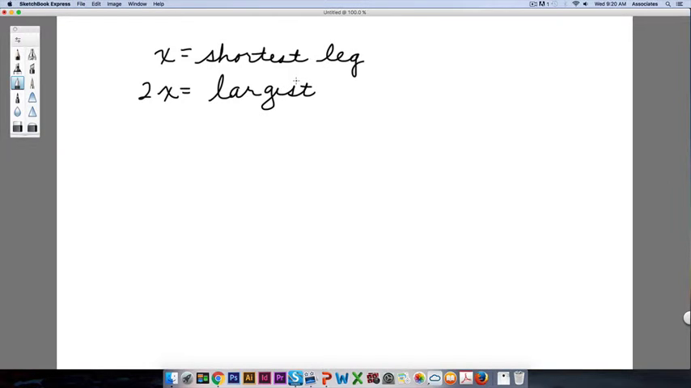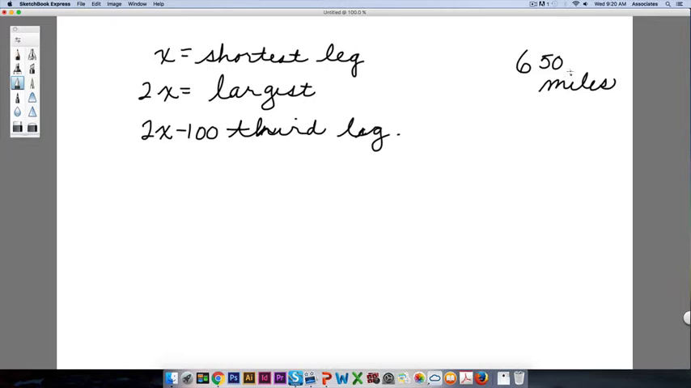Now it says, and 100 miles more than the other leg. So then the other leg is going to be 2x minus 100. So this is going to be the third leg. Now, what the problem says is the total length of the route was, let me go back and get it from my notes, 650 miles.